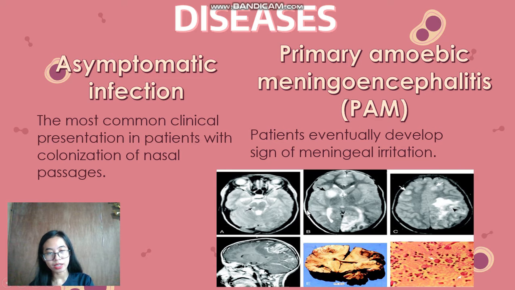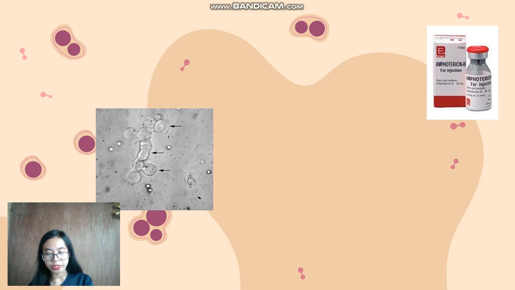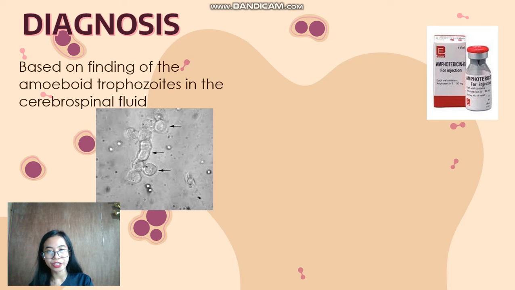Patients eventually develop a sign of meningeal irritation. So this is the brain that is infected by primary amoebic meningoencephalitis. For diagnosis, it is based on the finding of the amoeboid trophozoites in cerebrospinal fluid. So here they identified the amoeboid trophozoites.